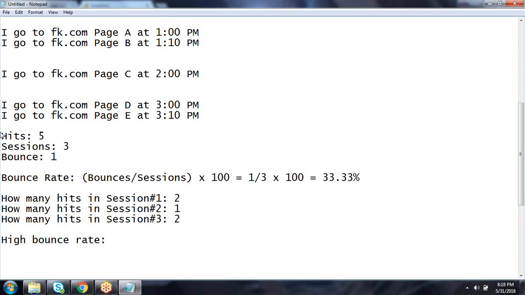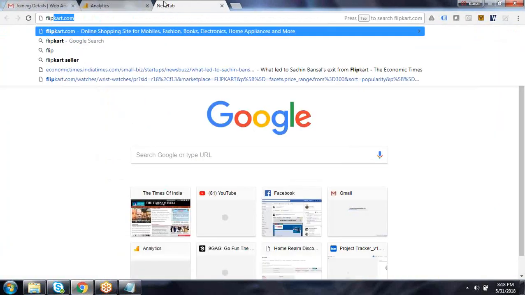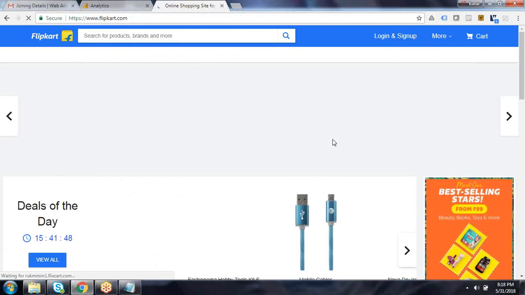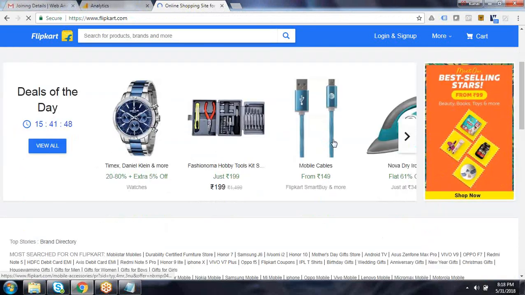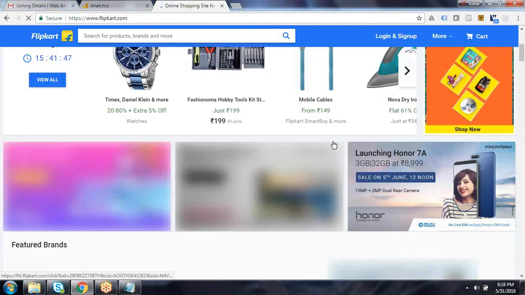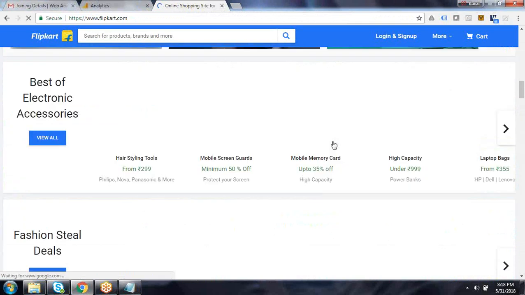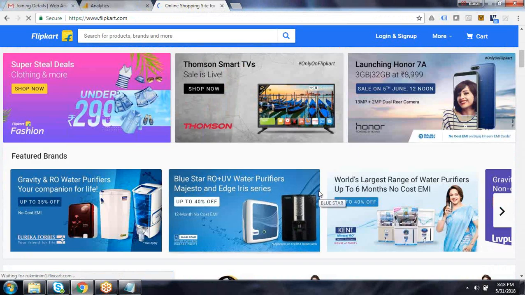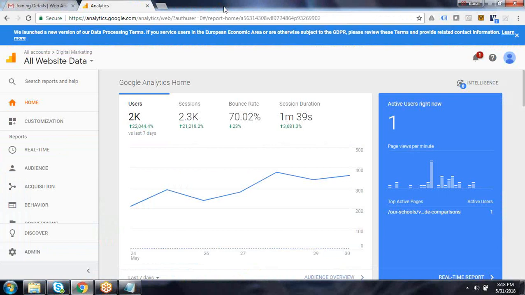But what bounce means is that I open flipkart.com, not necessarily the homepage, but any page I go to. I just open flipkart.com. I look at this page, okay? So I see all these things. I look at this page and I just close it, or I just do not continue my session. When does it happen?